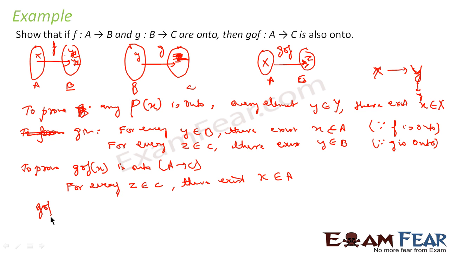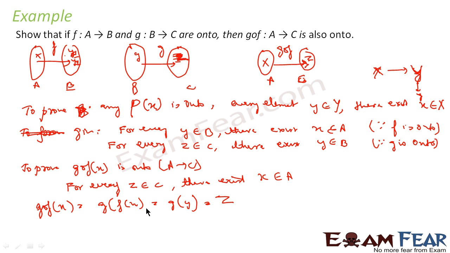So let's see this. g of f of x you can write as g of f(x). Now f(x) is nothing but y, so that is g of y. So you see what I am trying to say, and g of y is nothing but z.